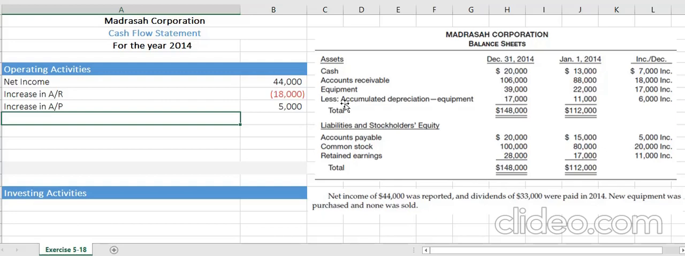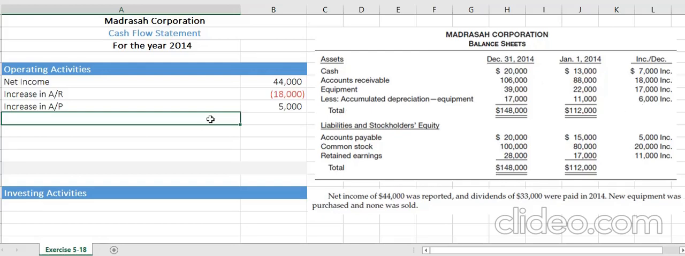One technique for finding depreciation is to go to the company's income statement and take it from there. If it's not given, another technique is that depreciation is the difference between the accumulated depreciation of last year and this year. When the year started, the accumulated depreciation was $11,000. Now this year ended, our accumulated depreciation is $17,000, which means there is a $6,000 increase in the accumulated depreciation of the equipment. In other terms, the depreciation expense for the year 2014 was $6,000.